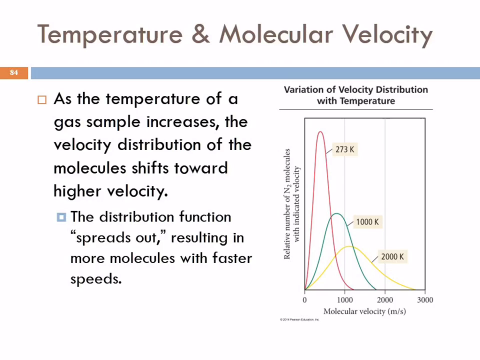When you increase the temperature of a gas sample, we also see a broadening of that distribution. So here, it doesn't say what gas, but these are three curves from the same gas, with increasing temperature from 273 to 1,000 to 2,000 Kelvin. We see that the average velocity increases, but also that the distribution spreads out. So there seems to be a correlation that at higher average velocities, you have a wider distribution than you do at lower average velocities. So it spreads out.